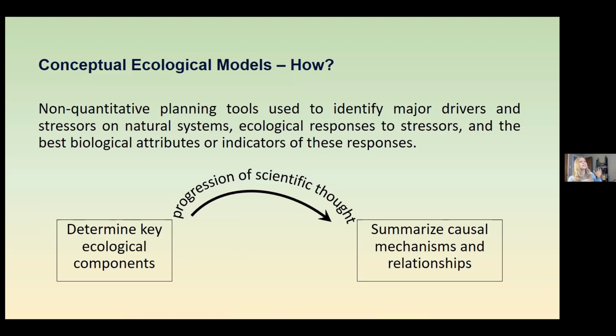I really like this definition. I believe I found it in a USGS document, and I love this definition of how you use these models. You can think of it as a progression of scientific thought, where you start with determining the key ecological components, so all the little pieces, the boxes that you're going to put in that conceptual model. And then over time, figuring out how they all fit together, how they all relate to one another. And you summarize the causal mechanisms and relationships among all those variables at the end. So I like that sort of bridge.